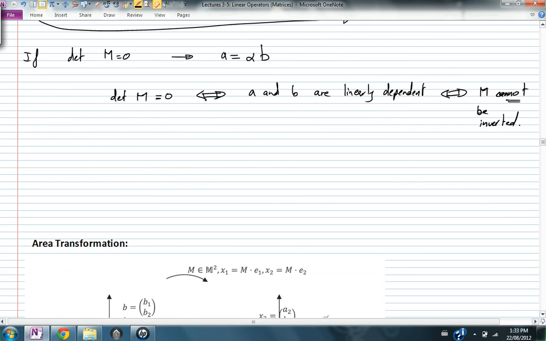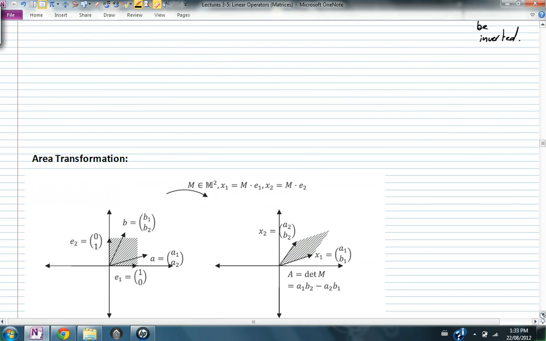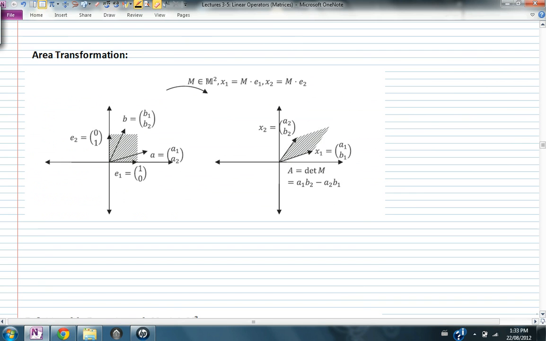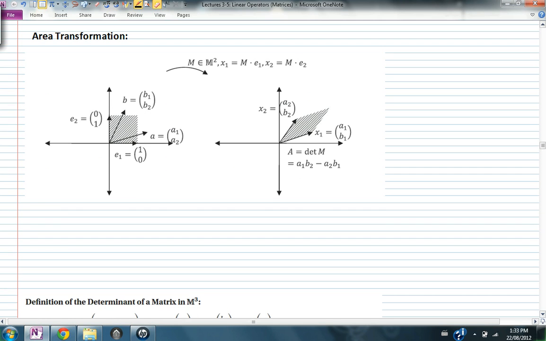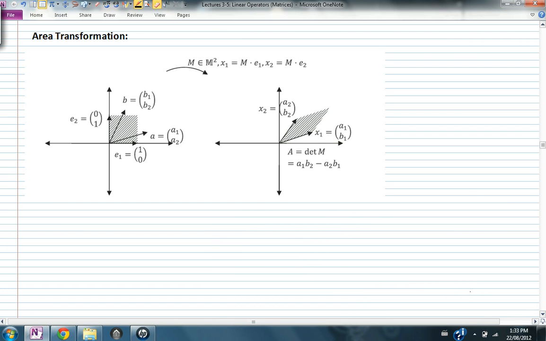Now, what does the determinant do? The determinant indicates whether the matrix is invertible or not. It also has another function: it tells me something about how areas transform from one vector space to another vector space. Especially, we're talking here about matrices that transform from R2 to R2.